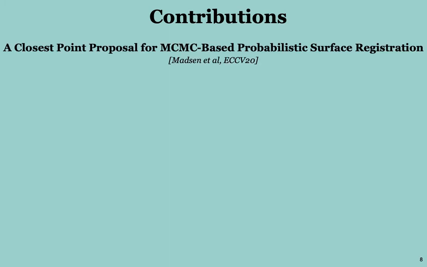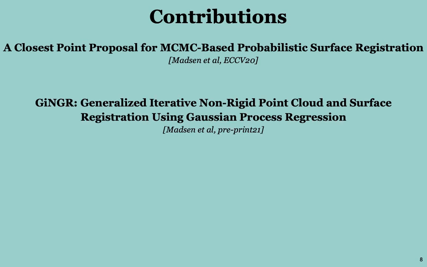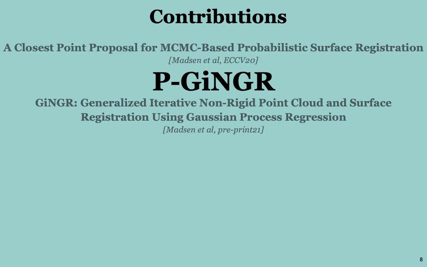Before going into depth with probabilistic registration, let us first have a look at some of the contributions from this thesis. At ECCV 2020, we introduced a special version of our probabilistic registration framework. We now also have a paper available in preprint which introduced Ginger as a generalization of existing non-rigid registration algorithms. In this thesis, we extended the concept from these two papers and called it P-Ginger. This is the main contribution that I'll also be talking about today.